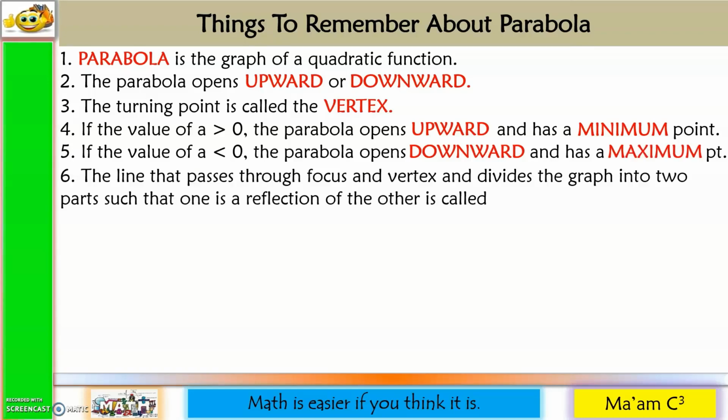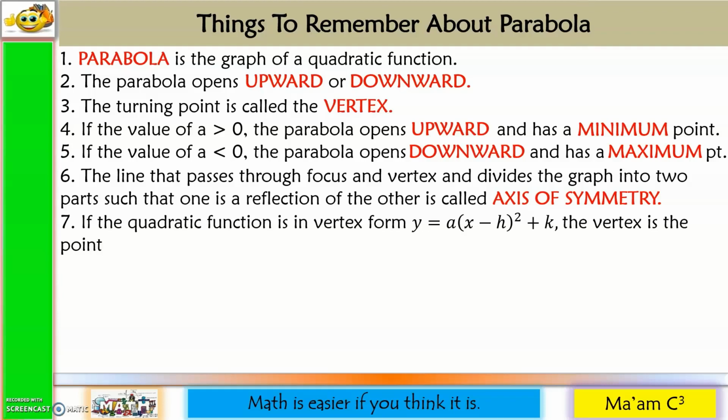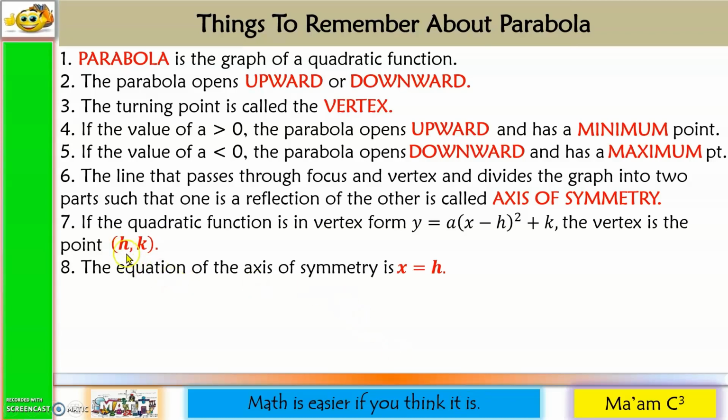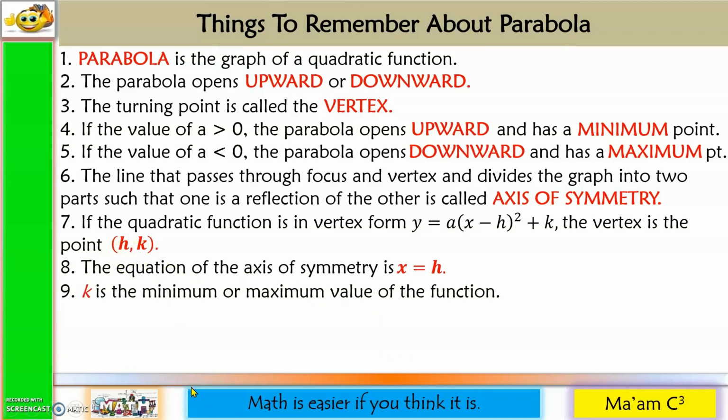6. The line that passes through the focus and vertex and divides the graph into two parts such that one is a reflection of the other is called the axis of symmetry. 7. If the quadratic function is in vertex form, y equals a times the quantity x minus h squared plus k, the vertex is the point (h, k). 8. The equation of the axis of symmetry is x equals h. So whatever is your h here. 9. k is the minimum or maximum value of the function.